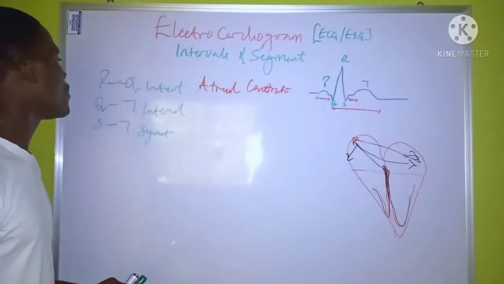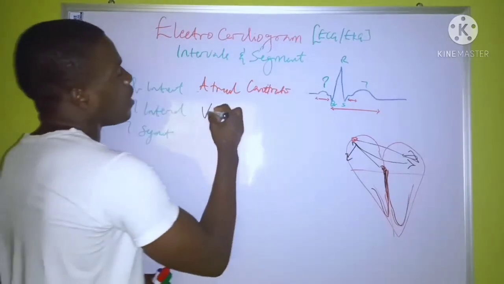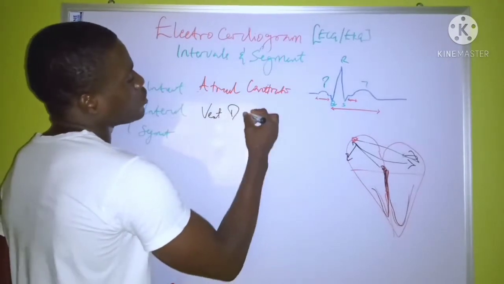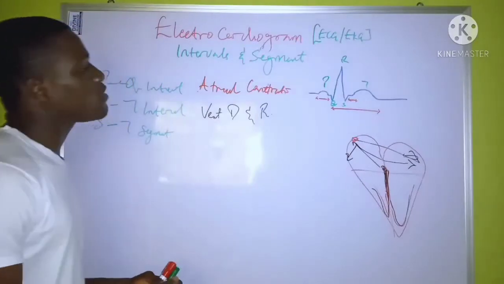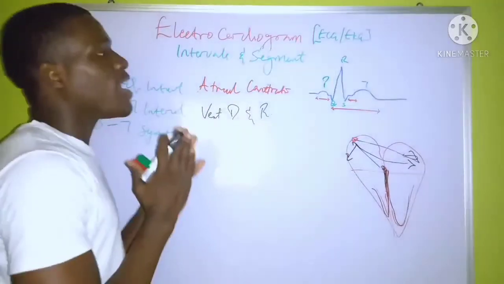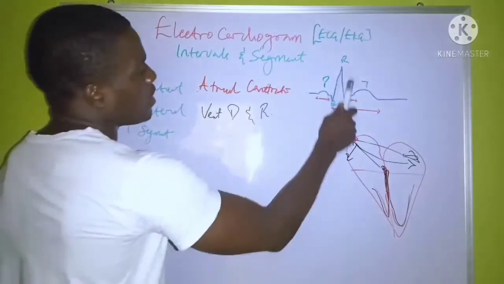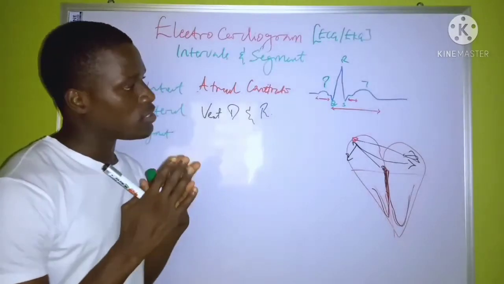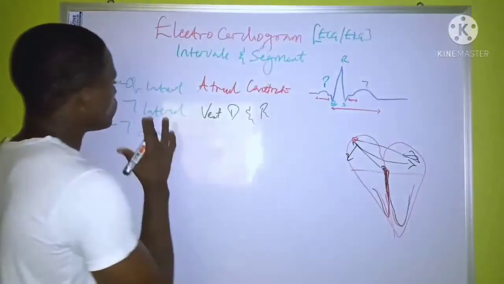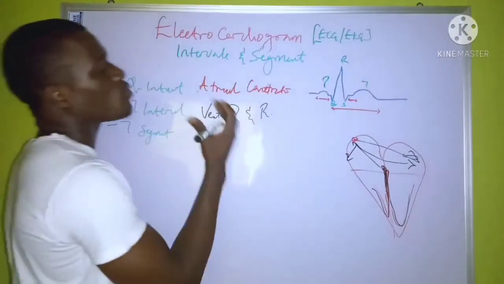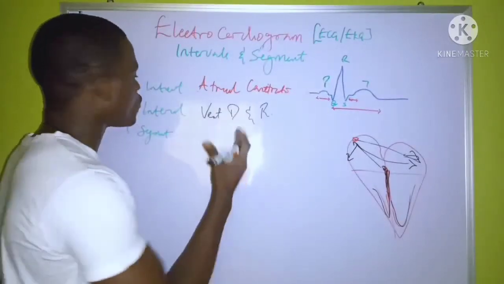Then talking about the QT interval now, the QT interval simply represents ventricular depolarization and repolarization. That is the time taken for the ventricles to depolarize, that is contract, and then for it to relax again. Remember, we said that the QRS complex represents ventricular depolarization, while the T wave represents ventricular repolarization. So the QT interval now represents the time taken for ventricular depolarization and ventricular repolarization to occur.